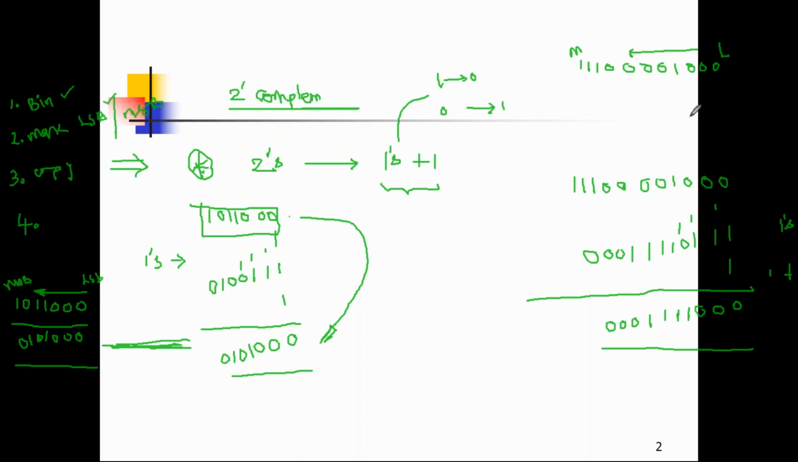So till that point we copy 1 0 0. Afterwards, change zeros to ones and ones to zeros: here 0 1, here 0 1, here 0 1. So all ones into zeros. This is the 2's complement for the given binary number.